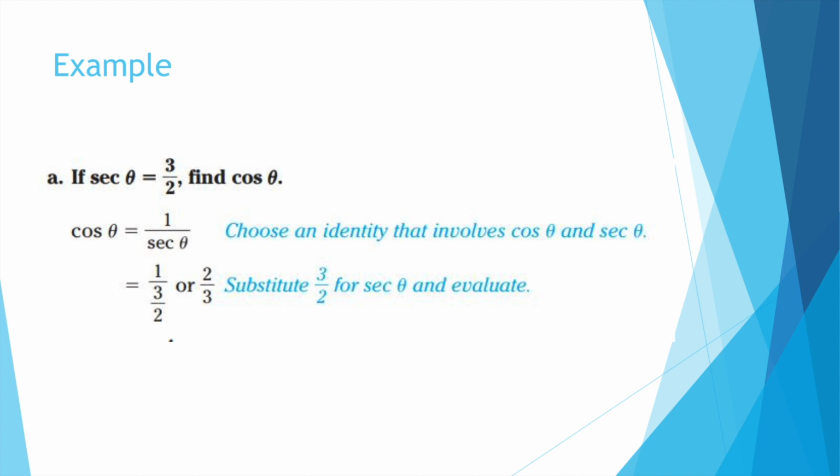So that would turn into 1 multiplied by 2 over 3. And anything multiplied by 1 is the same thing. So 2 over 3 multiplied by 1 becomes 2 over 3.